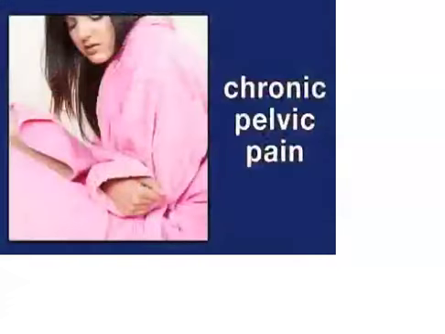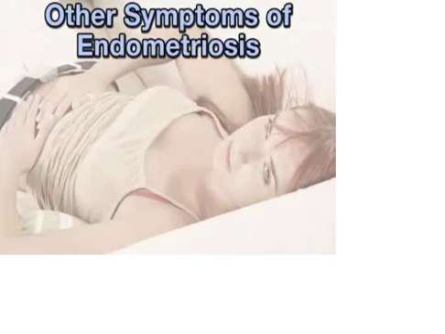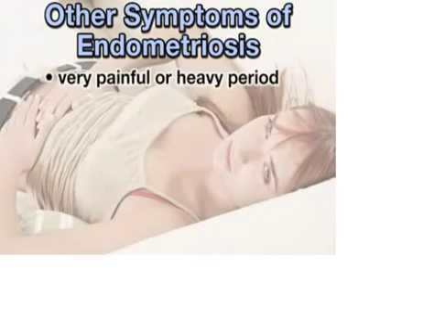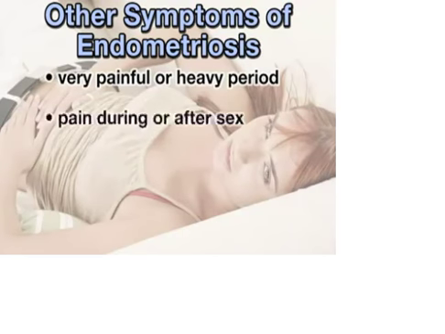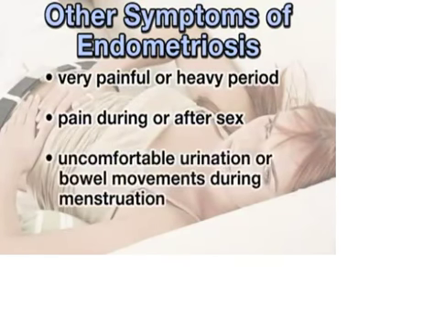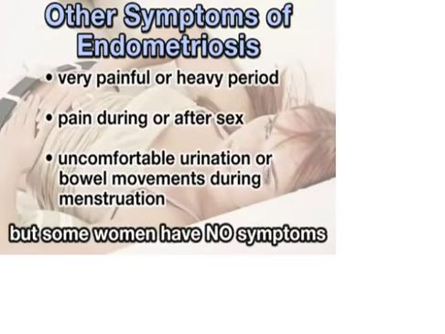A symptom suggestive of endometriosis is chronic pelvic pain that tends to be worse during menstruation or ovulation. Other symptoms include very painful or heavy menstrual periods, pain during or after sex, and uncomfortable urination or bowel movements during menstruation. Contrarily, some women have no symptoms at all.